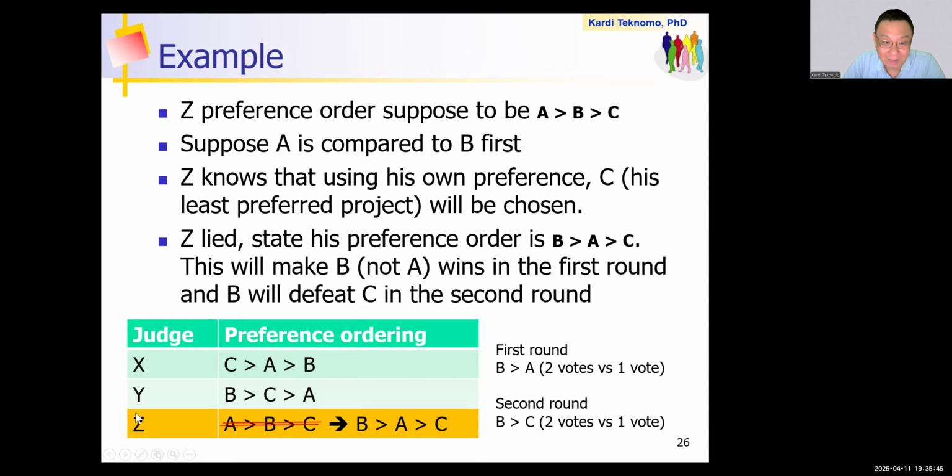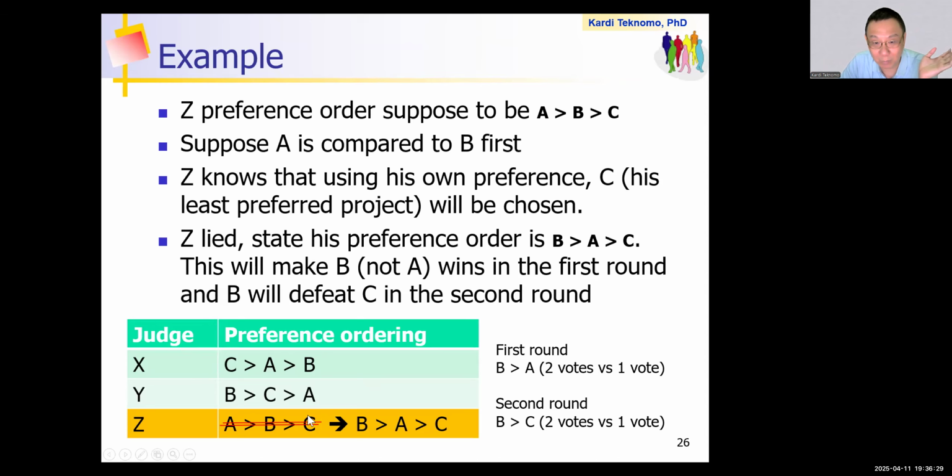Say this is the clever group member that will cheat, Z. This is actually his or her preference. Z is supposed to choose A larger than B larger than C in this example. But Z delays revealing his or her preference. Suppose X and Y show their preferences.